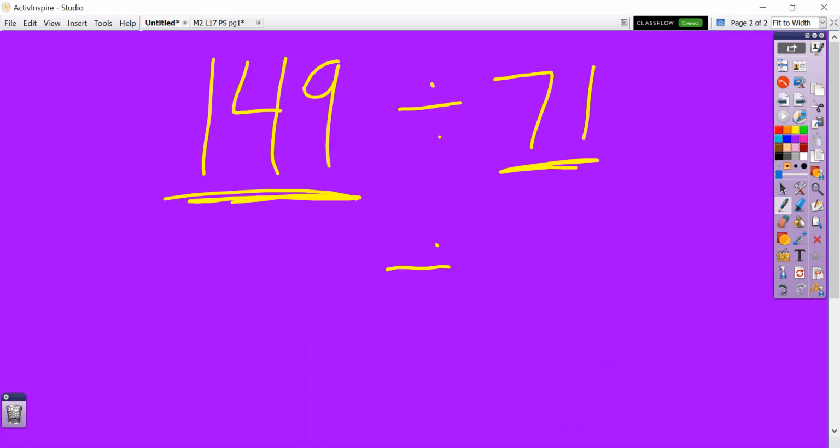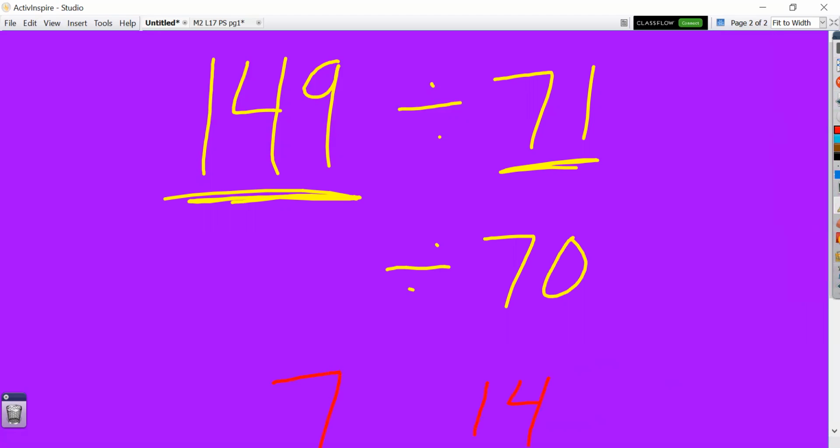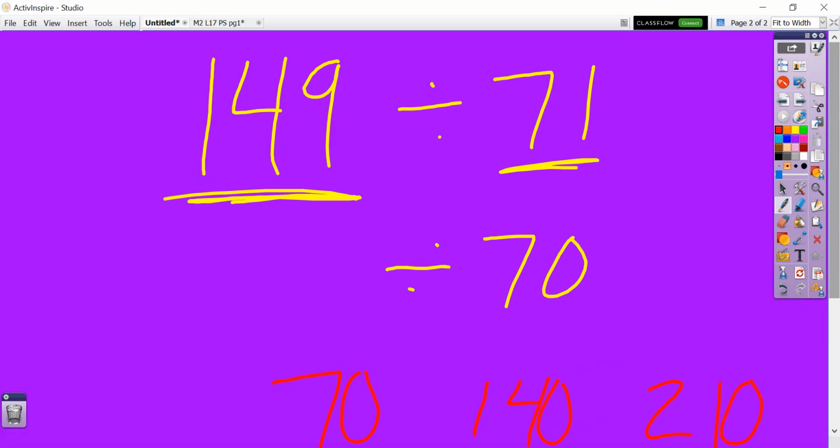So first, let's round our divisor to 70. So we're talking about 7 tens. So let's count by sevens to find a number of tens that will be easy to round to for 149. So if we count by tens, I'm going to change my color and I'll count on my board. So it's 7 tens, 14 tens, 21 tens. Okay, I think that's enough counting to figure this out. If I think about these as tens, it's 70, 140, 210. Well, which one of those three multiples of 70 is closest to 149? Well, that would be 140.